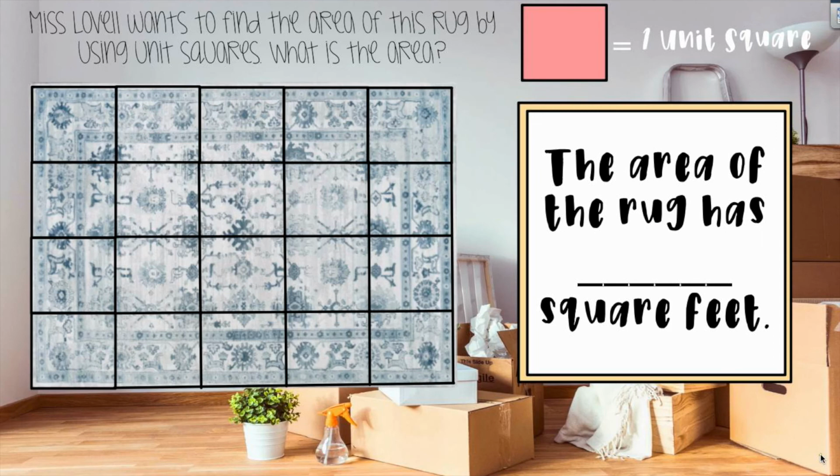Like I mentioned earlier, I am currently moving into a new house. With that being said, I need to find the area of some different items so I know where I can put them in my house. So let's keep that in mind whenever I'm answering the first problem. Our question reads, Miss Lovell wants to find the area of this rug by using unit squares. What is the area? So remember, each of these squares equals 1 unit square. The measurement of unit I will be using to find the area is square feet. So now all I have to do is count my squares. Let's get started.